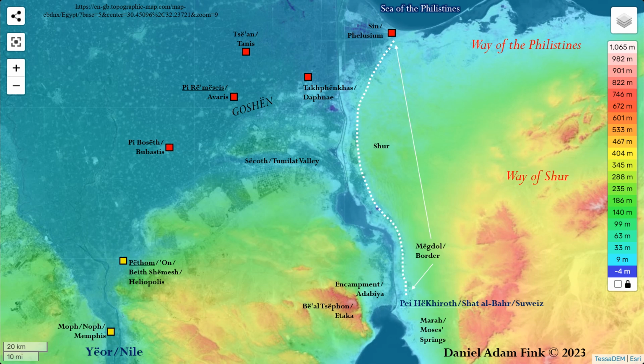If we take our eyes to the right of center, we see a travel route which is traveled exclusively in Genesis, the way of Shur, that goes to Beer-sheba: Abraham, Jacob, Yosef. This is how they would travel to and from Egypt. And at the top right, we see the words Way of the Philistines, which, as we know, is specifically avoided in the Exodus.